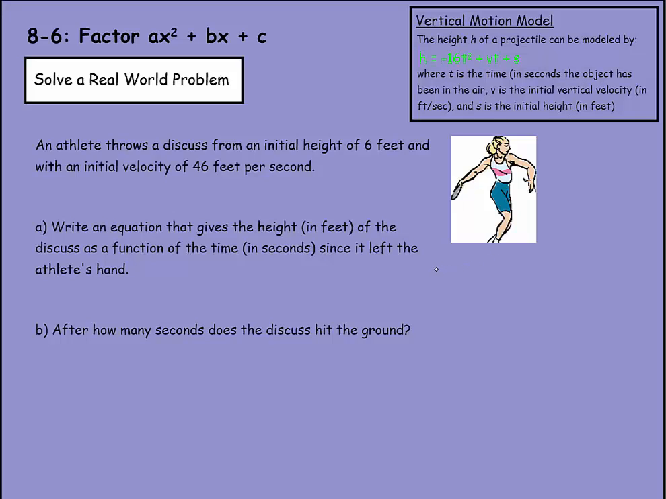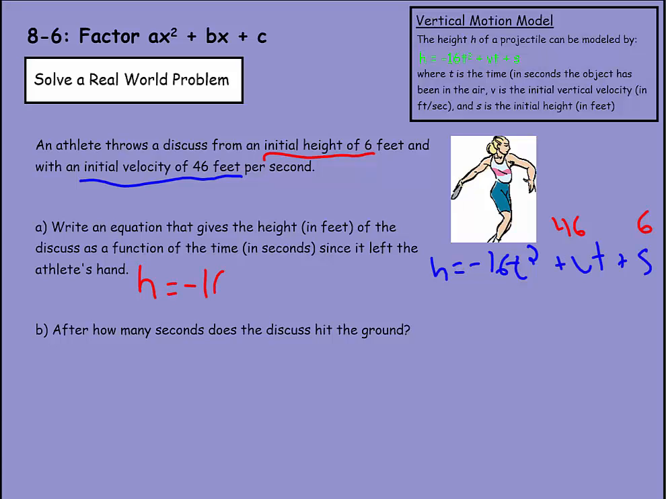So if we start with that, we have h equals -16t squared plus the velocity times the time plus s. It tells us the initial velocity is 46 feet per second, so this will be 46. The initial height is 6 feet, so that would be s, so this becomes 6. So if we replace those, this becomes our equation. h equals -16 times t squared plus 46 times t plus 6.